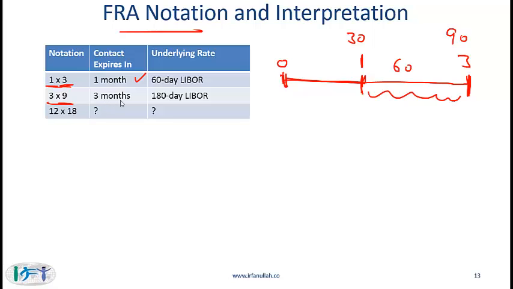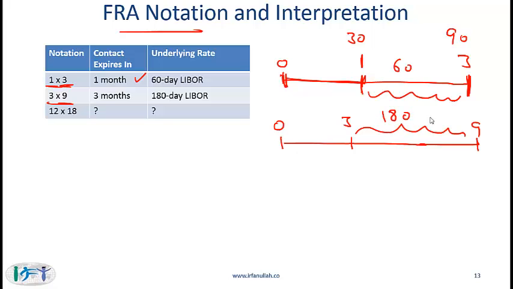3/9 means that the contract expires in 3 months, and 9 is 9 from time 0, which means that this period over here is 6 months or 180 days. So here we will have 180-day LIBOR. Now before you move on, I want you to fill in the question marks. 12/18.